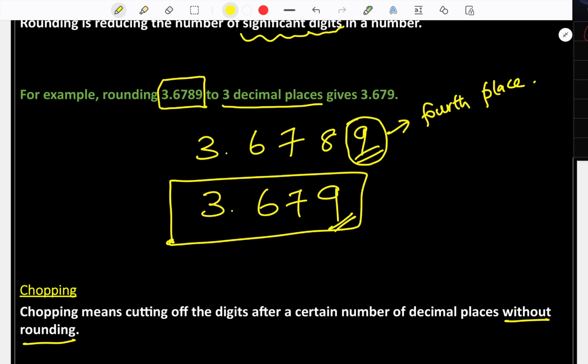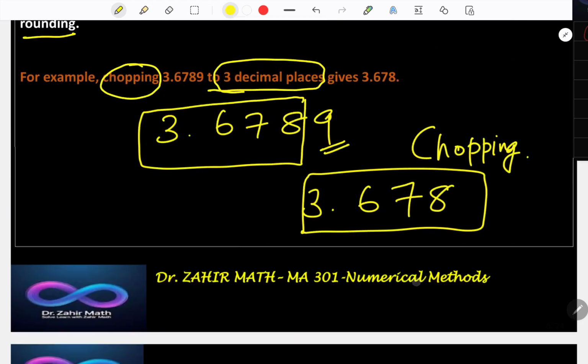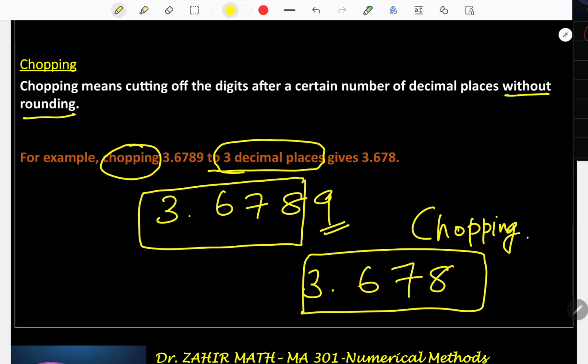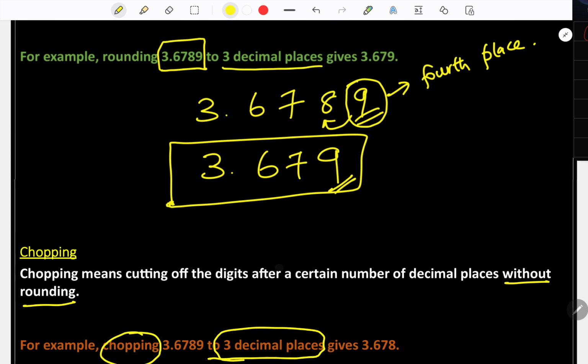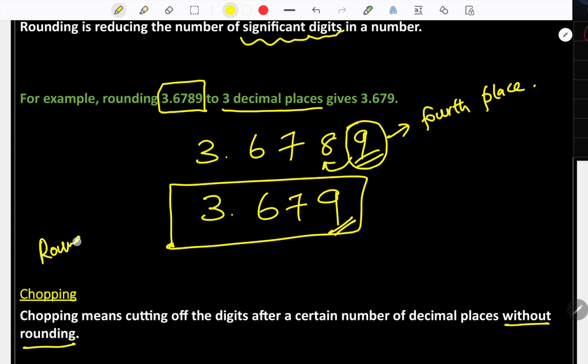But in rounding, if the fourth number is 5 and above, then you have to change this number. But in chopping, no need to do that. If they say chop it at 3 decimals, chop it at 3 decimals. Suppose they ask, chop it at 1 decimal. What's your answer? It's 3.6. Suppose they say round off to 1 decimal. What is the answer? 3.7. Why? Because there is a 7, you are going to increase 1 here. So it's going to become 3.7.